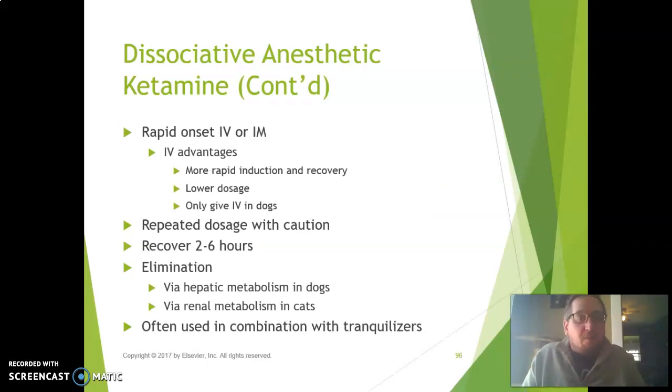IV advantages are more rapid induction and recovery. Usually you have to give a lower dose, and it's only to be given IV in dogs. You never give this drug IV in cats. Repeated dosages you have to use with caution due to the respiratory effects. Full recovery is 2 to 6 hours, and that's a wide range there. You can have some animals that bounce back pretty quick, closer to the 2-hour range, and you can have some that take 6 hours. Elimination is through the renal and liver system, and once again, it's also often used in combination with other tranquilizers.